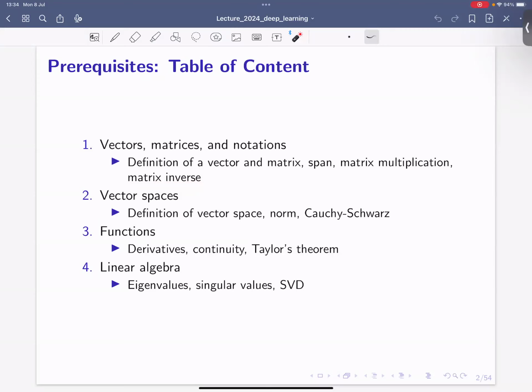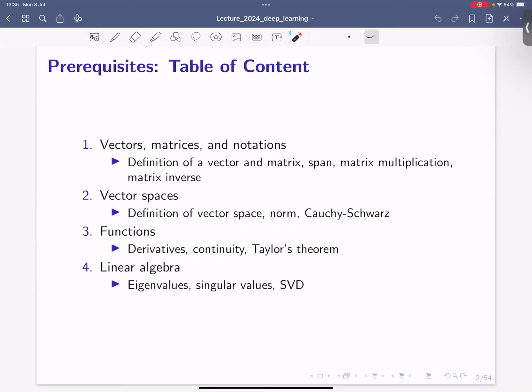Then we'll go into chapter 2, which is going to be on vector spaces. So we will see what is the definition of a vector space, what is the definition of a norm. I'll discuss also the Cauchy-Schwarz inequality, as actually this is something that we'll be using from time to time.